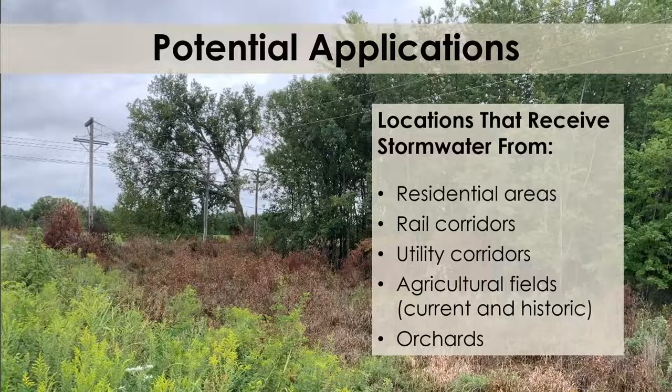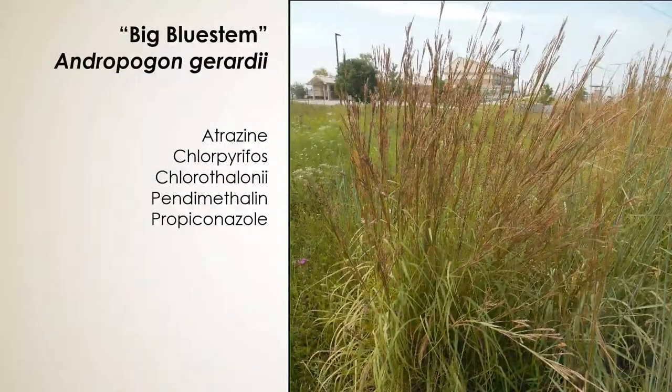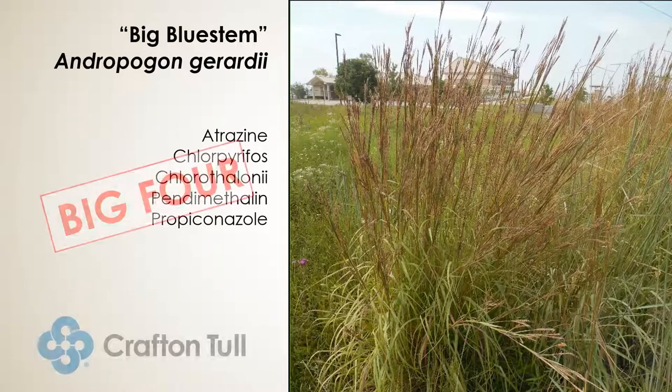Some of the older ones might have used pesticides that are more persistent in the environment, and orchards. So big bluestem has, through research, been shown to have the ability to remediate atrazine, chlorpyrifos, butcher these names here, pendimethalin, and a lot of these are also used commonly in residential areas, golf courses, that sort of thing.